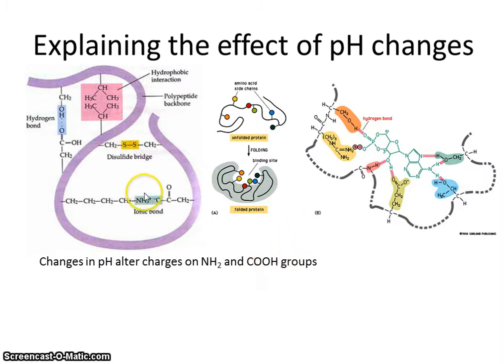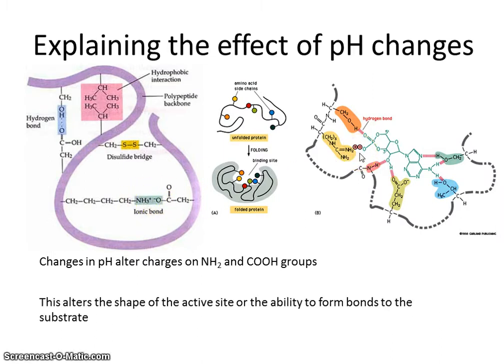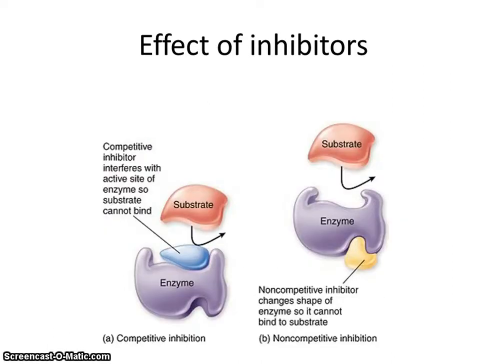Well, once you change the charges, you change the possibility for ionic bonding here and here, and so either the active site shape changes or its ability to form bonds to the substrate changes. Either way, you will lose enzyme activity. So that's a much more subtle effect than simply denaturing. And finally, we come to inhibitors.